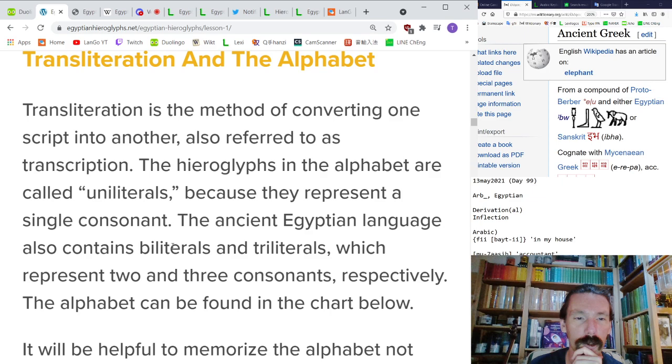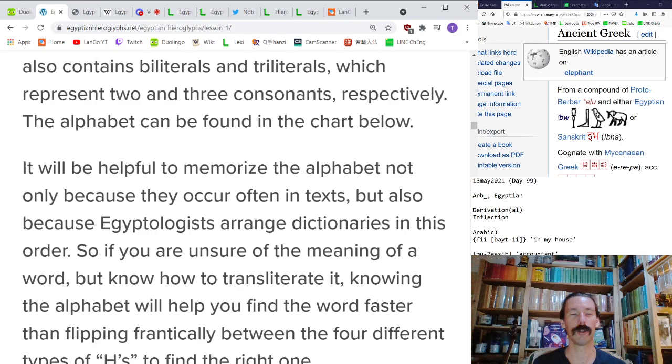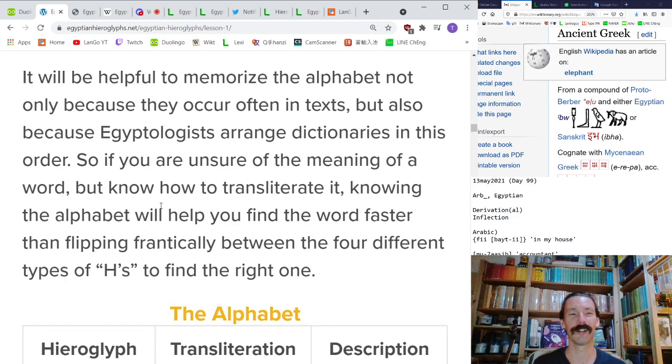They're called uniliterals. They represent a single consonant. The ancient Egyptian language also contains biliterals and triliterals, which represent 2 and 3. Oh, is that how you say them? No. I've been saying biliteral. Is it biliteral? I'm being a fool. Oh, okay. It will be helpful to memorize the alphabet. I'd be surprised if it were that way. Biliteral. It will be helpful to memorize the alphabet, no doubt.